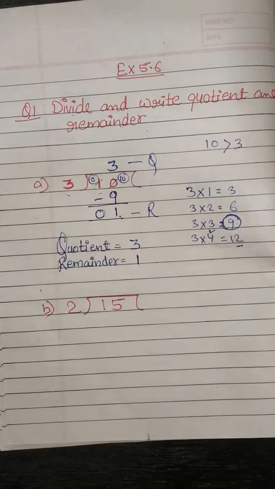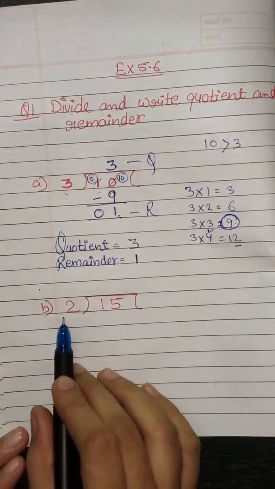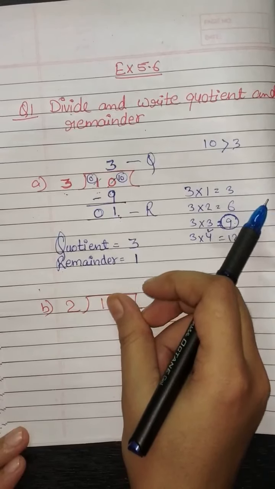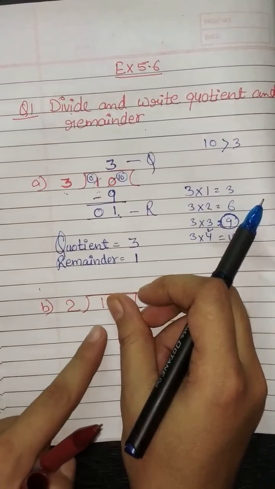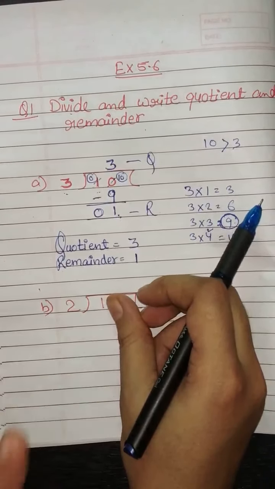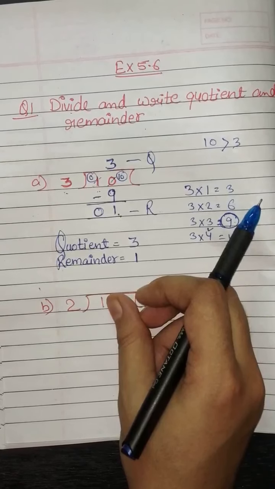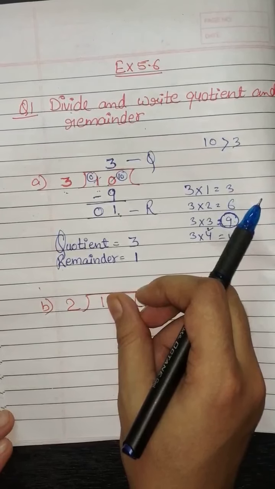Now please have a look at B part. In this part we have to divide 15 by 2. Now if I consider only one digit, what is the digit? It is 1. 1 is smaller than the divisor 2. So we cannot start with the division. We need one more digit.